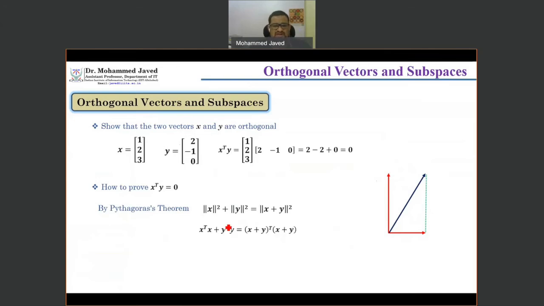Now you will expand this. So x squared is represented as x transpose x, and y squared is represented as y transpose y. Similarly, x plus y squared is x plus y transpose into x plus y. And now when you try to simplify this, the x transpose x and y transpose y will get cancelled, and you will be left with only x transpose y, and this implies that x transpose y equals 0. So this is a proof to show that the two vectors are orthogonal.